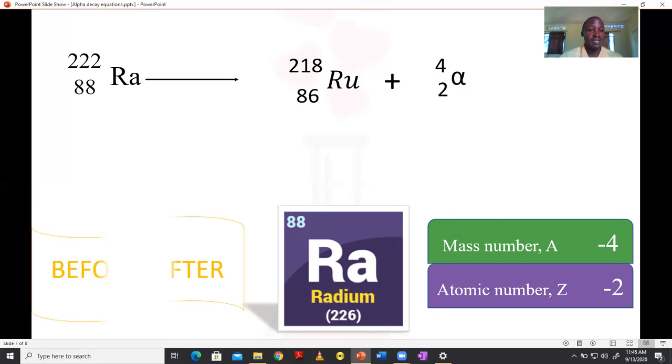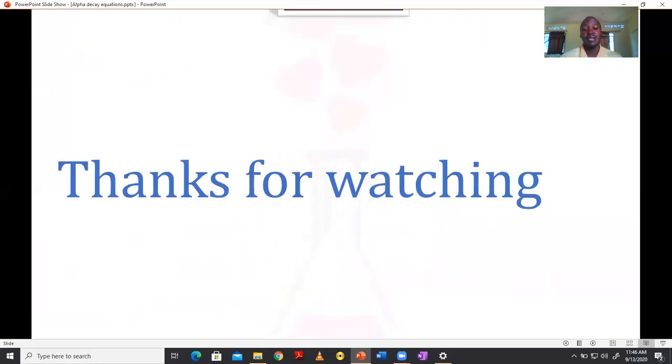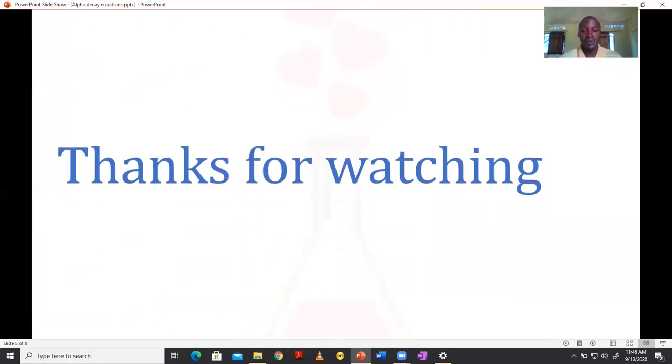As simple as that, you can tell which elements underwent alpha decay and which element was formed as a result of alpha decay. So this is a brief video on how we can write alpha decay equations. In our next video, we shall have a look at how we can write beta decay equations.